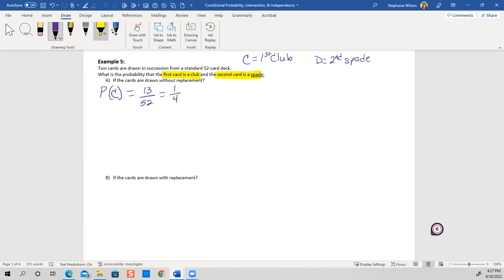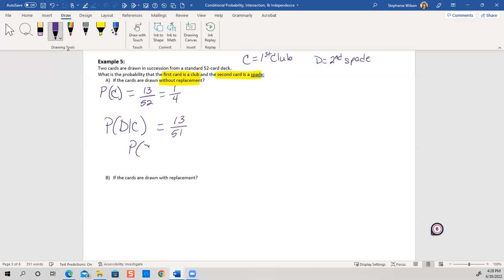So part A here says if the cards are drawn without replacement, right? Without replacement, let's solve it. So if I do it without replacement, I know that there's 13 in the group, right? And without replacement means when I pulled that card out, I didn't put it back in. So now I'm down to 51 cards. So I have this fraction.